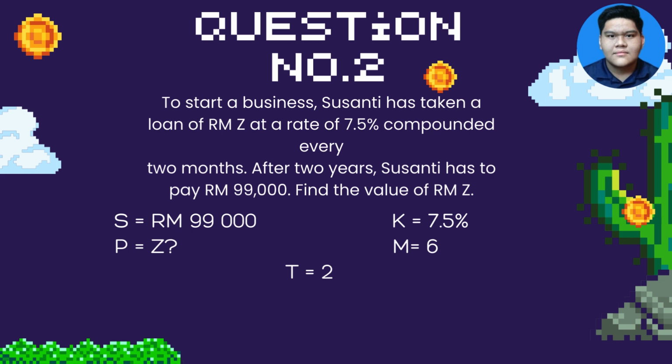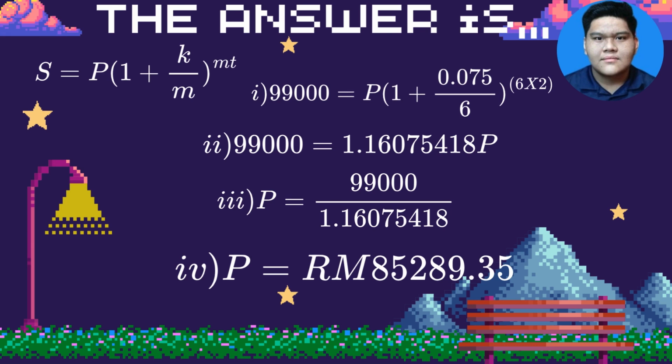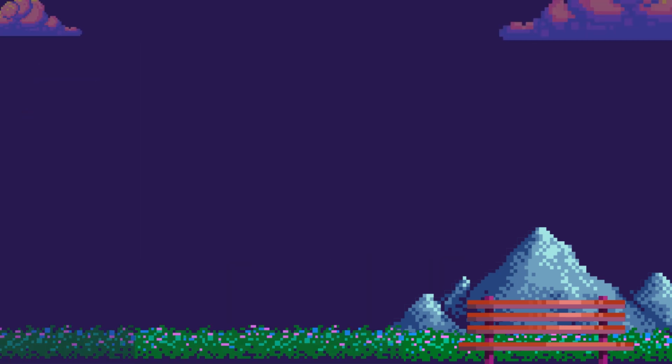So we know S equals 99,000, P equals Z, T equals 2, K equals 70.5%, M equals 6. After that, we put all the information we know into the formula, like in the first Roman. After calculating the equation, we will get the answer, like in the second Roman, 99,000 equals 1.160754118P. And we need to move P to the left side and 99,000 to the right side, like in the third Roman. P equals 99,000 divided by 1.160754118. And the final answer we get is P equals RM 85289.35. That's the answer for this question.